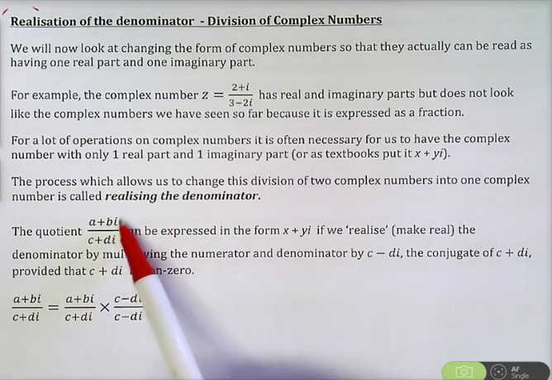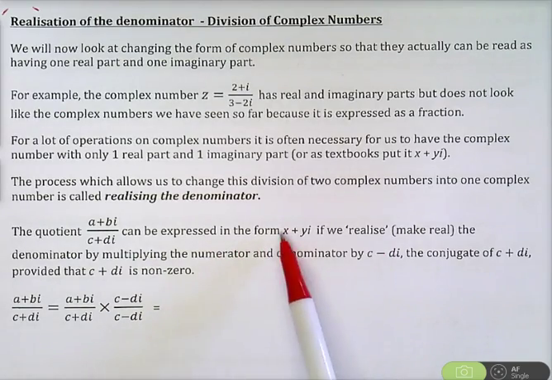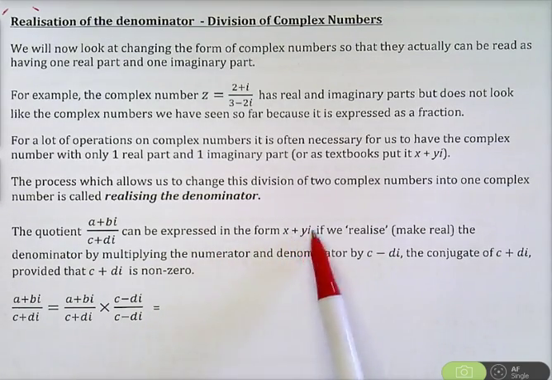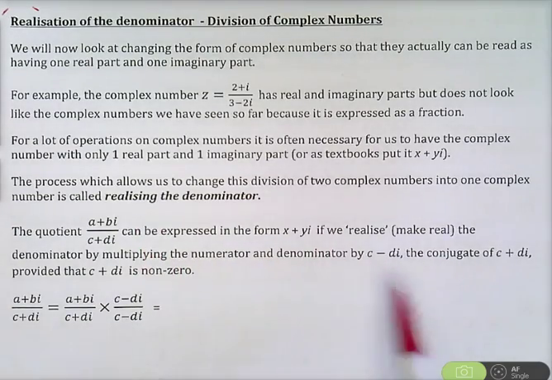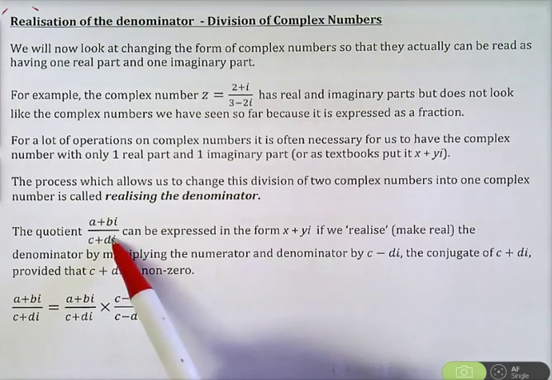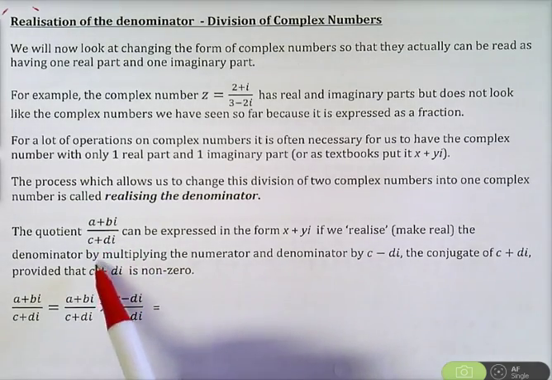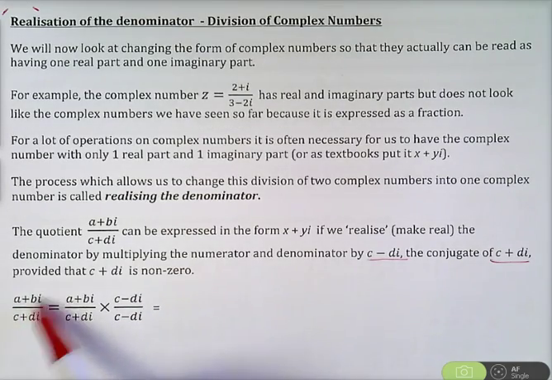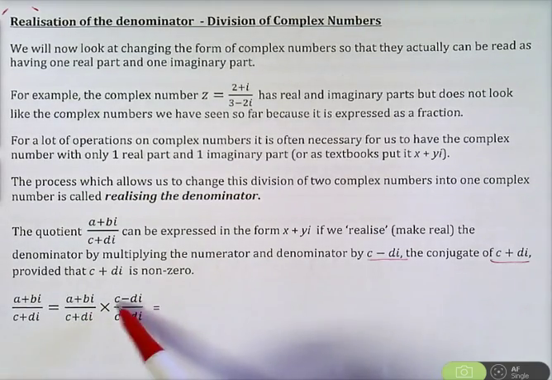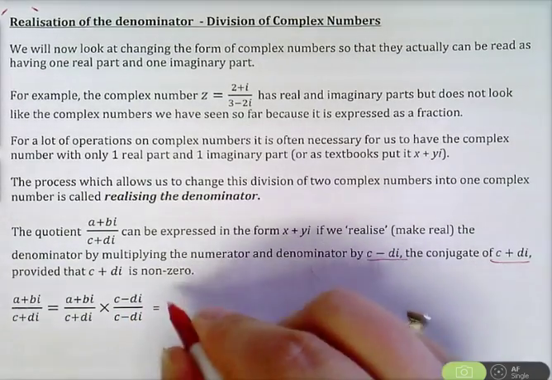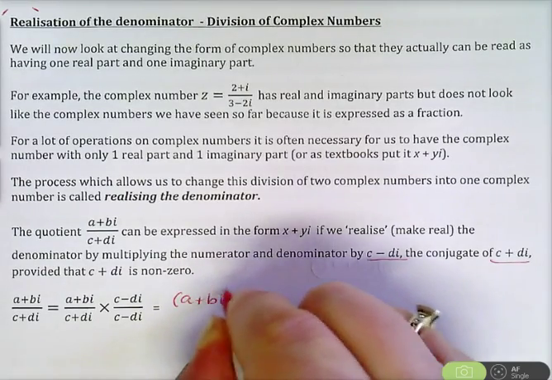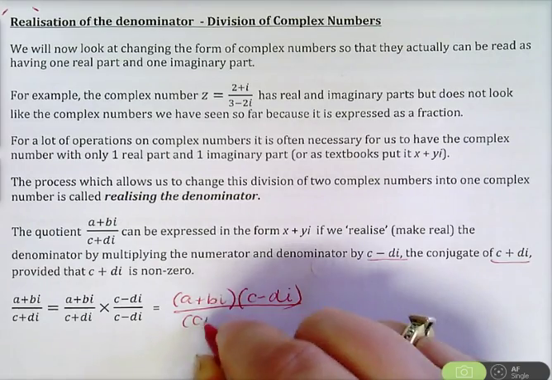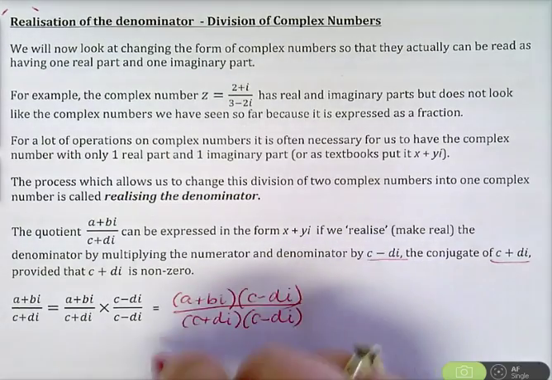So for example, if we have (a + bi) over (c + di), we can express it in the form of a simple complex number, x + yi, by multiplying both the numerator and the denominator by the conjugate complex number of the denominator. Now, the conjugate of c + di is c - di. So (a + bi)/(c + di) equals (a + bi)/(c + di) times (c - di)/(c - di). And now I'm just going to do that. So we've got (a + bi) times (c - di) over (c + di) multiplied by (c - di).